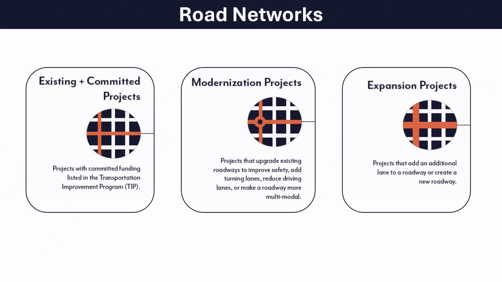3 road network scenarios were developed. They are the existing plus committed, modernization, and expansion networks. Road projects were identified by working with local city and county staffs and the Kansas Department of Transportation.